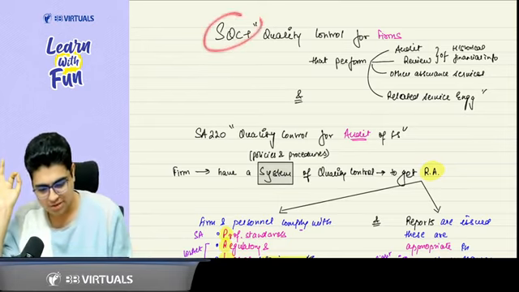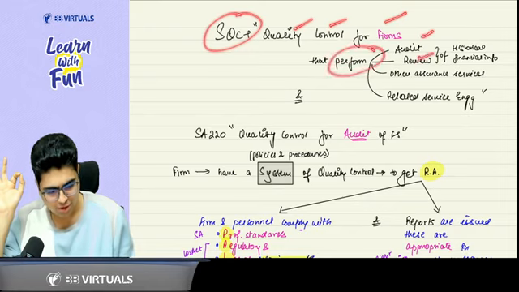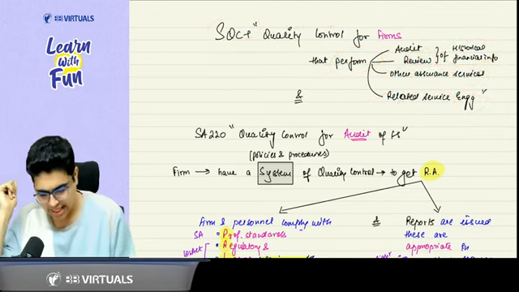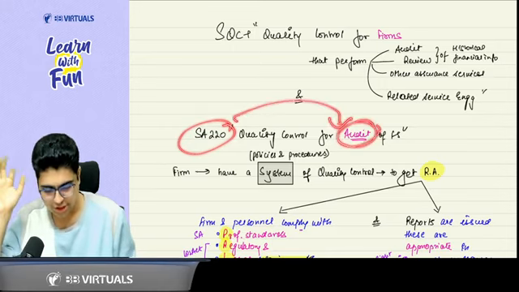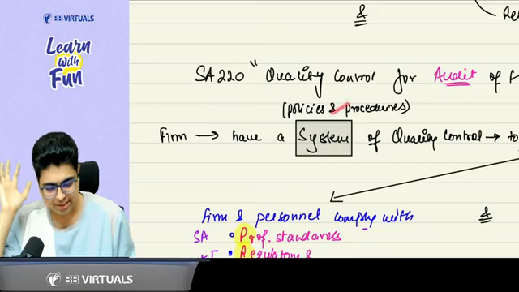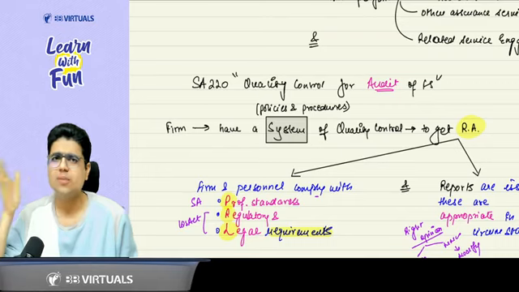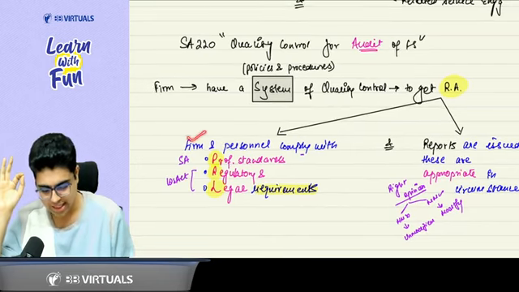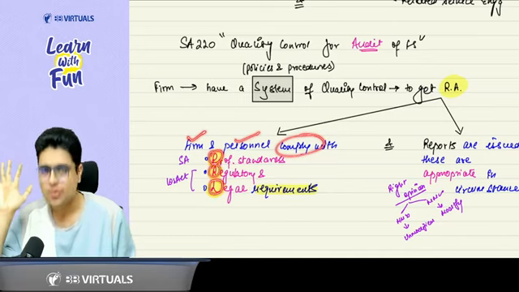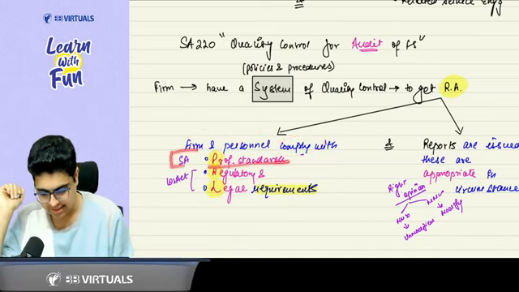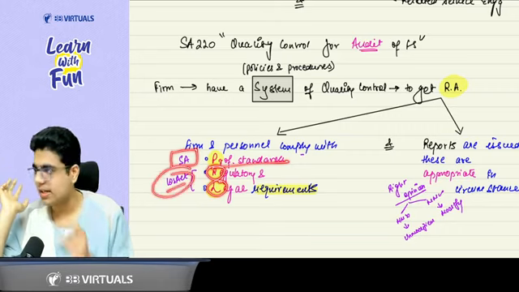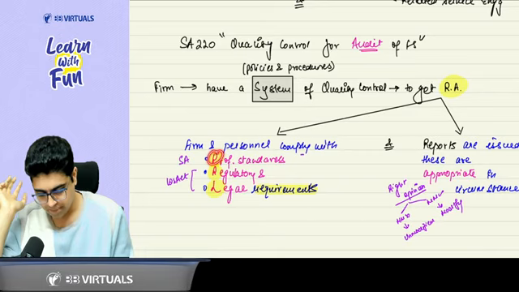First of all, SQC-1: quality control for the firms which perform audit or review of historical financial information, other assurance and related service engagements. What is review and what is other assurance related service, we study in the respective chapters. SA220, being selfish, talks about quality control for the audit of financial statements. Now, every firm needs to have a system of quality control. System of quality control means policies and procedures to get a reasonable assurance that the firm and its personnel comply with PRL requirements. PRL means professional standards, that is, standards on auditing, and regulatory and legal requirements. For audit you also need to comply with the Companies Act, so that is the regulatory and legal requirement. In short, we will call it PRL requirement.